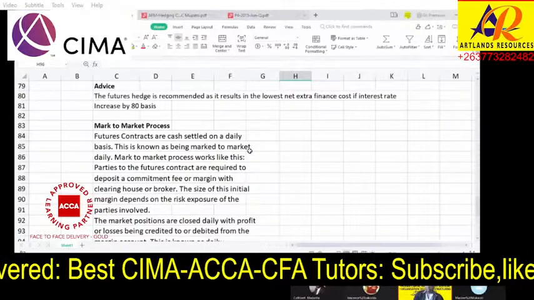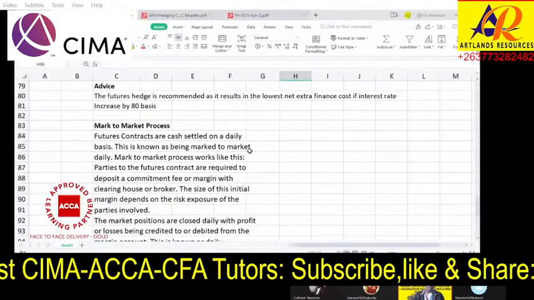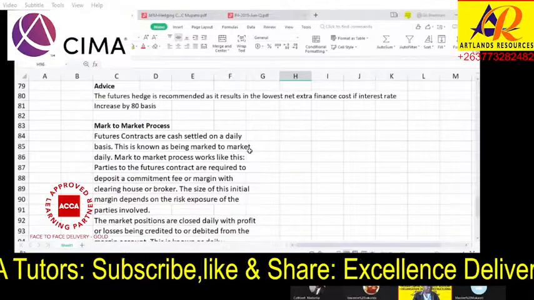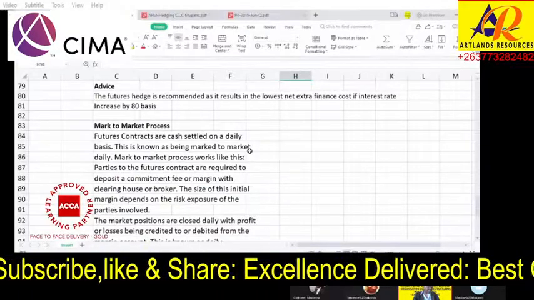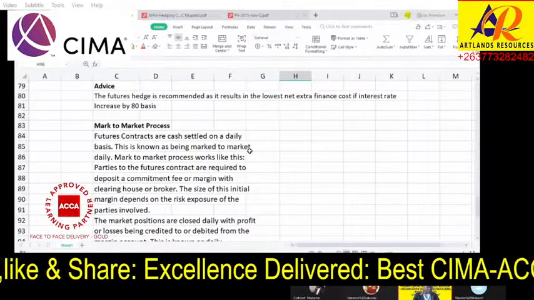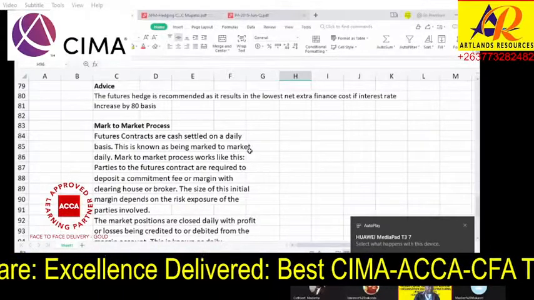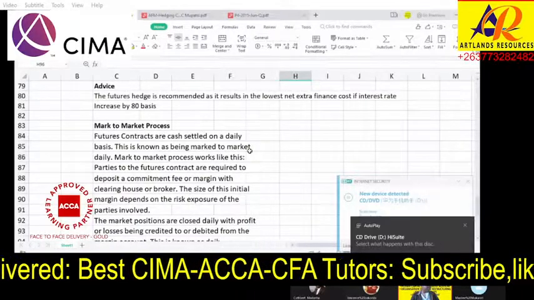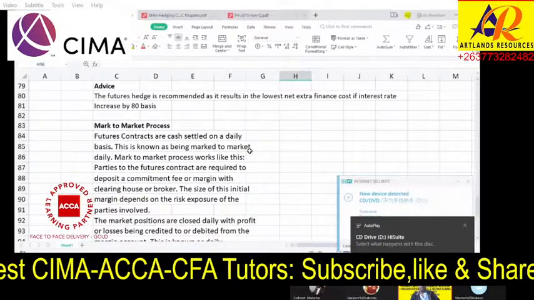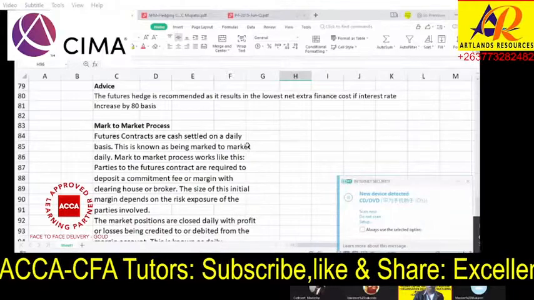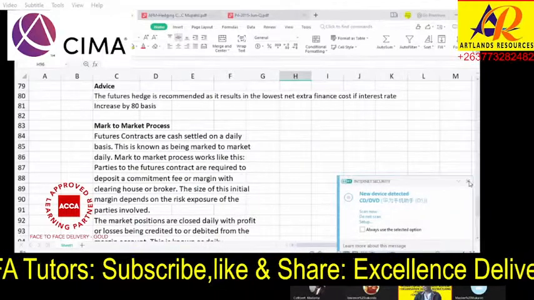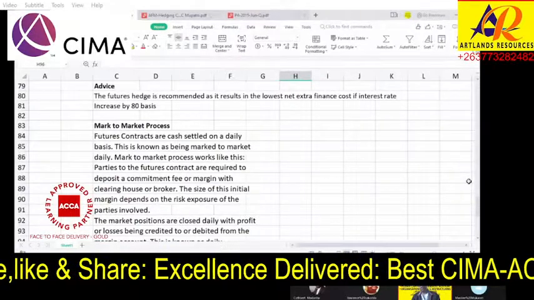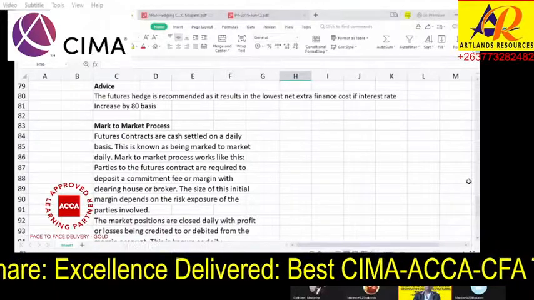Actually, what you need to know is that futures are an exchange traded market. It's like a stock exchange, meaning they are exchange traded derivatives. This market opens in the morning and closes at the end of the day. And as it does so, you either make a profit or a loss depending on the movement in exchange rate, or in this case the movement in interest rate. The interest rate may move adversely, so there's a loss for you for that day. If it moves favorably, there's a profit.